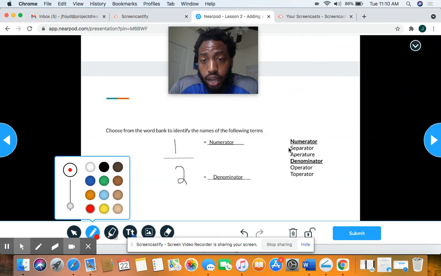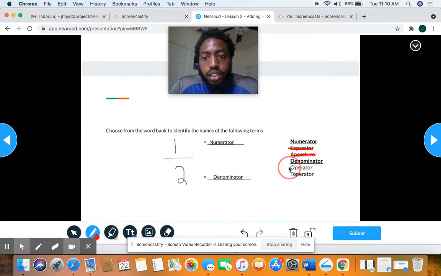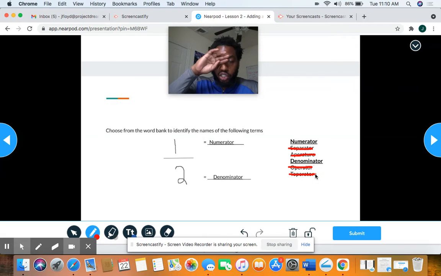And what I also would advise you guys to do is the test taking strategy. When you know a word doesn't fit in, you can just go ahead and cross it out. Process of elimination is a really beneficial test taking strategy that I think you guys can all use. All right, but we know that our top number in our fraction is called the numerator, and the bottom number in our fraction is called the denominator.